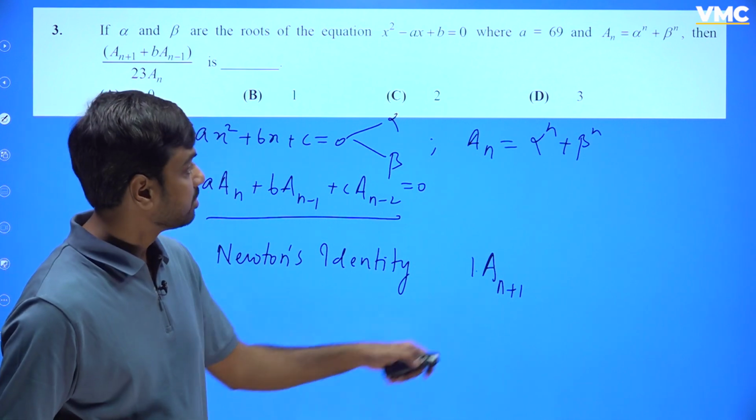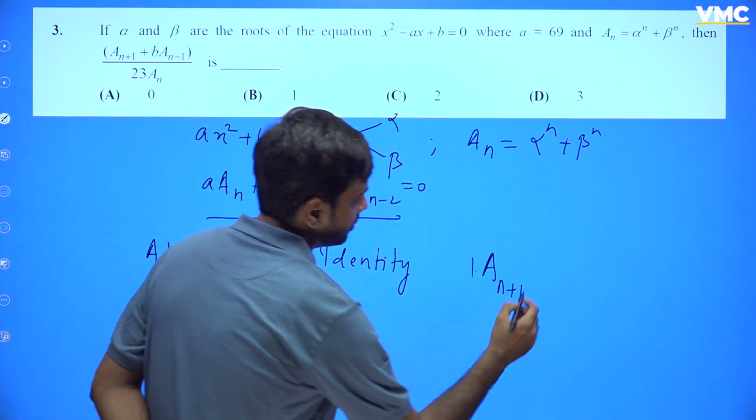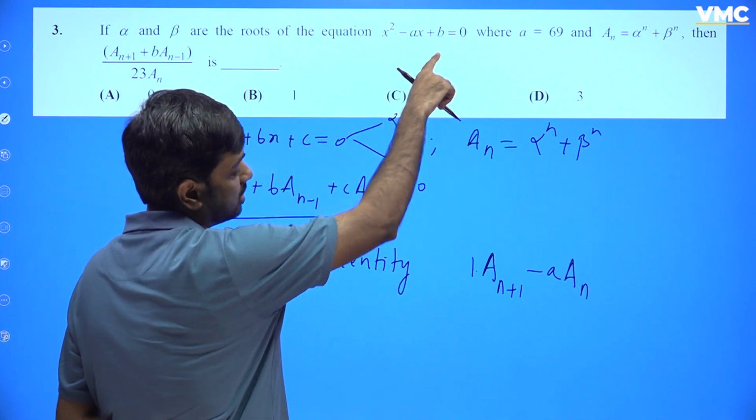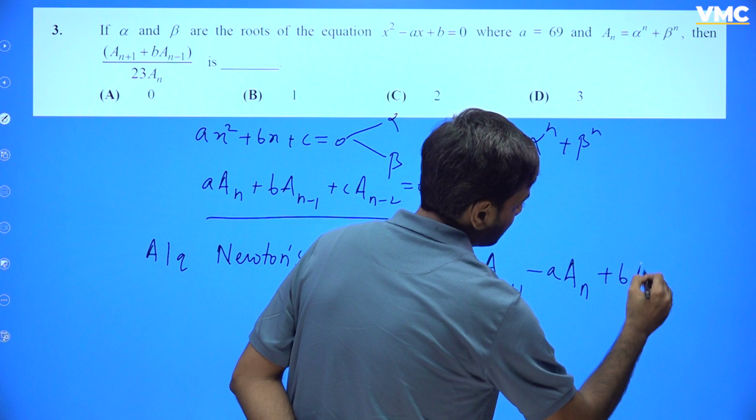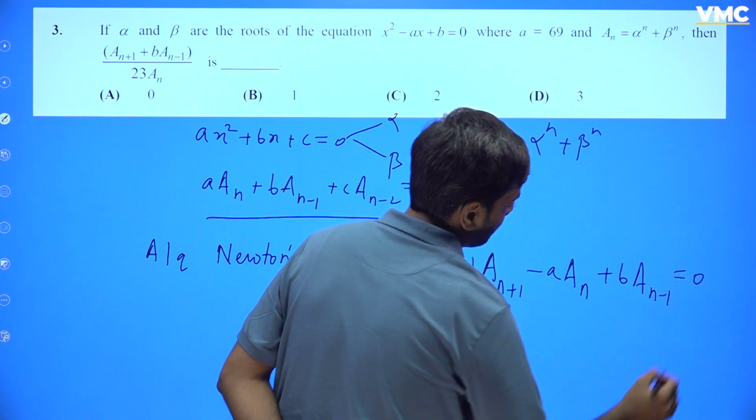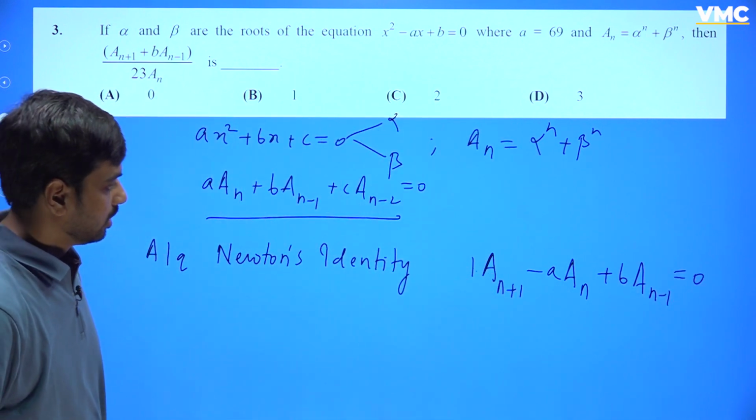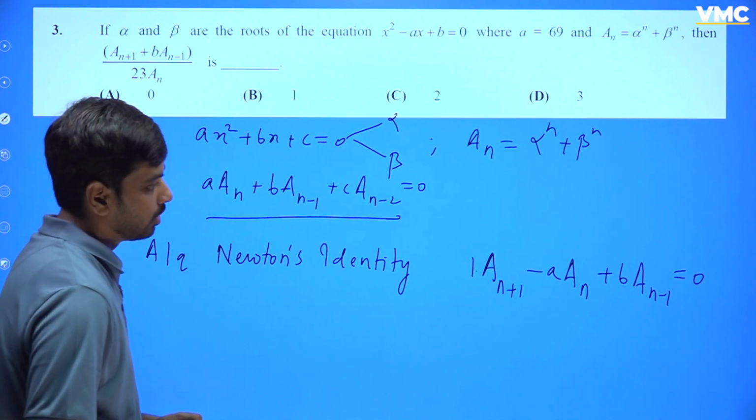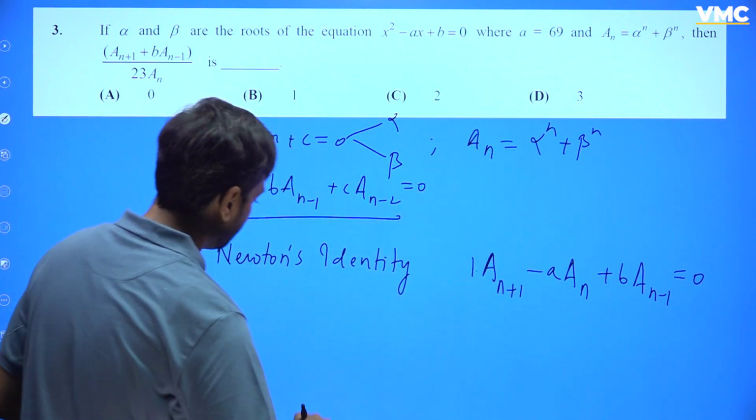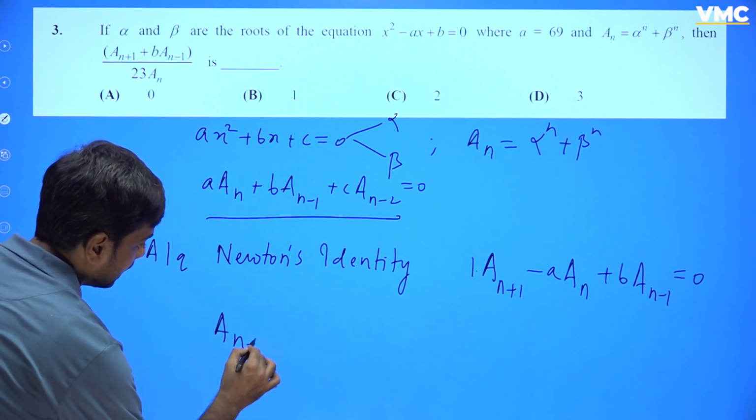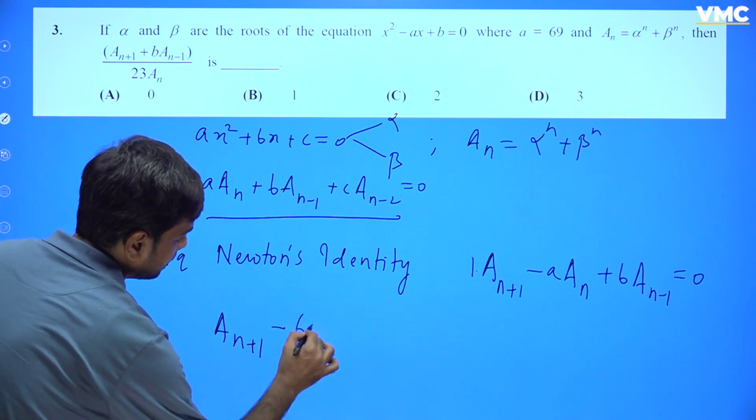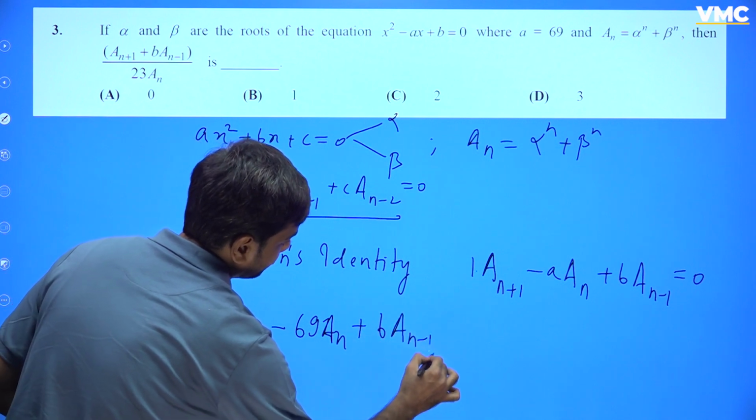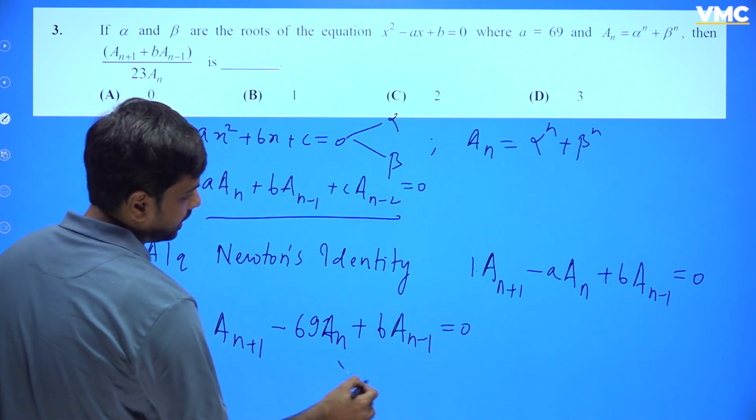So the consecutive subscript will be reduced in the same way. So I will start with n plus 1, the coefficient of x is minus a, so I will write here minus a, an, and then the constant term is b, so I will write here b, an minus 1 is equal to 0. So I hope till here all good. Now the value of a is given as 69, just substitute there. So we have a n plus 1 minus 69 an plus b an minus 1 is equal to 0. Bring this part to the right.